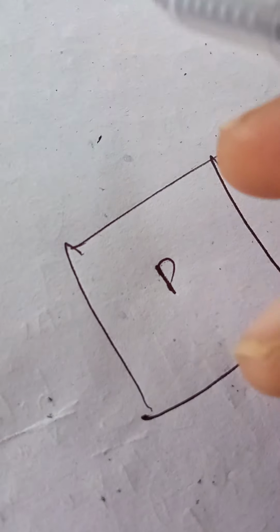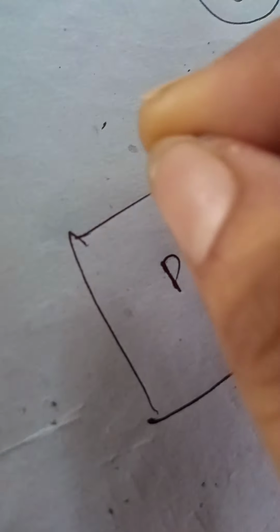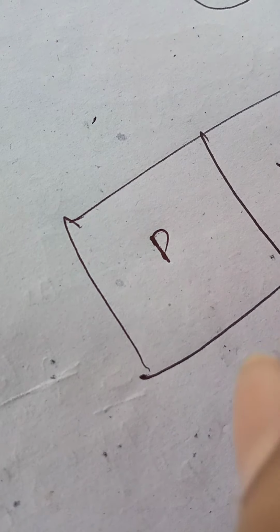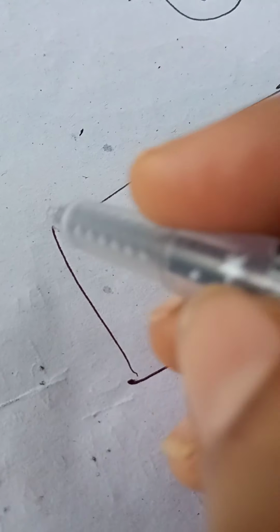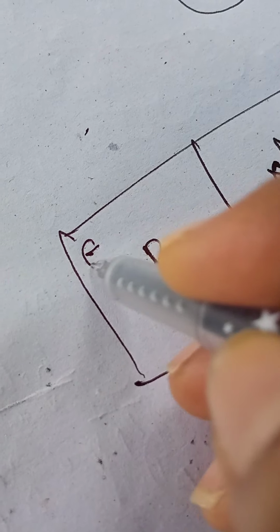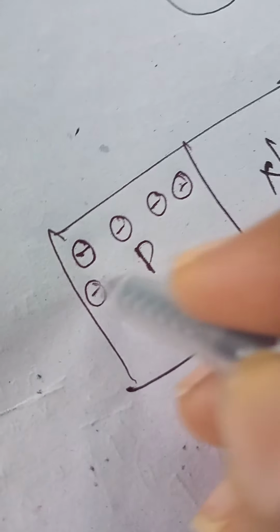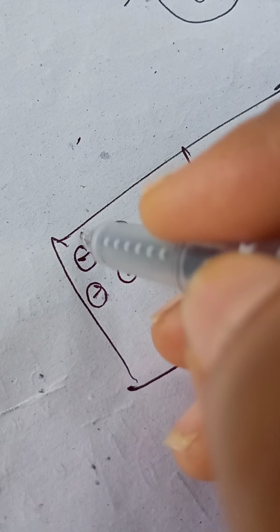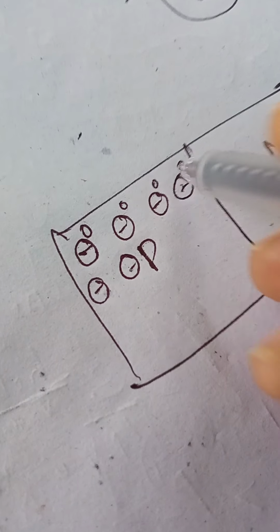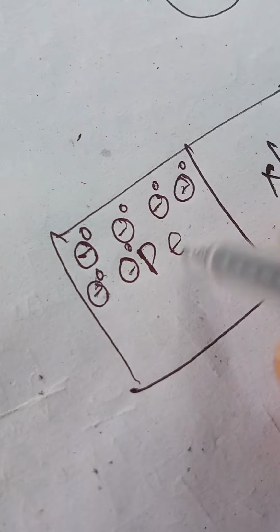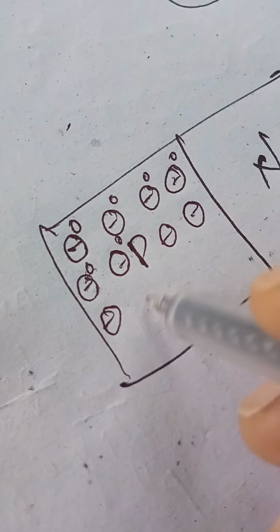Okay, so in p-type we have what? Holes. Holes are nothing but the vacancy of an electron. The vacant electron position is called a hole. That means it has a tendency to capture an additional electron. Once it receives the electron, it becomes a negative ion. So along with the negative ions, it also has holes.